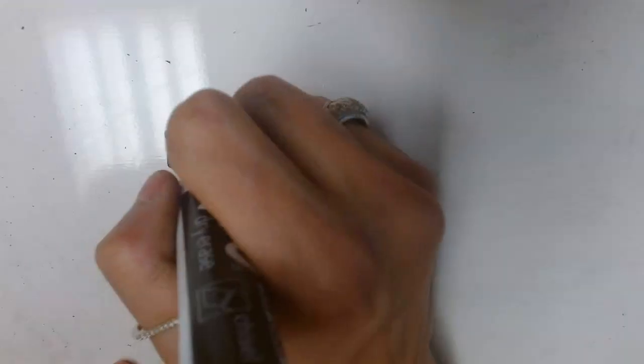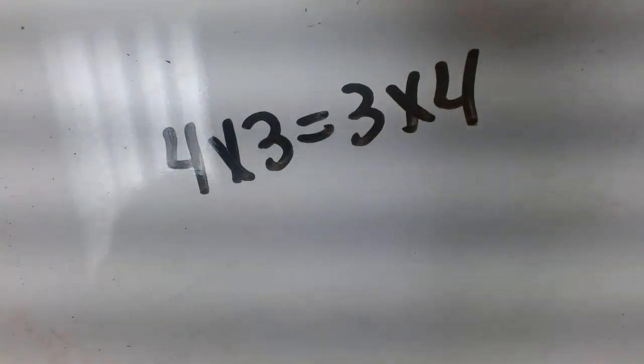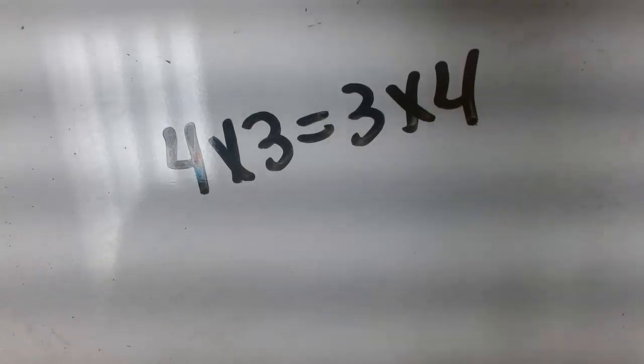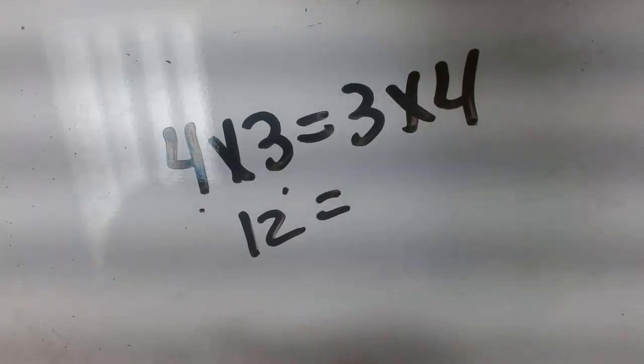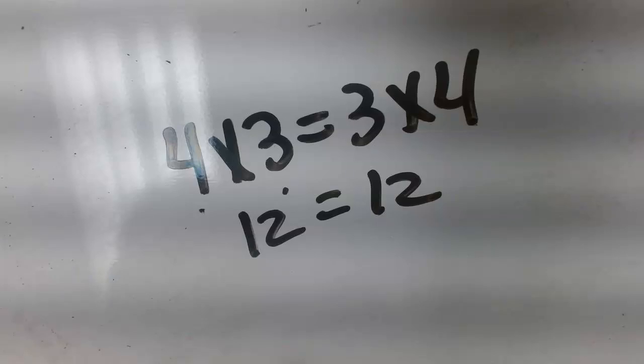When we look at the commutative property of multiplication, here's what that refers to. That means that 2 numbers can be multiplied in either order and it's still going to give you the same product. In other words, it's going to give you the same answer. 4 times 3 is 12. Or if you said 3 times 4, it's still going to give you 12. That is the commutative property of multiplication.